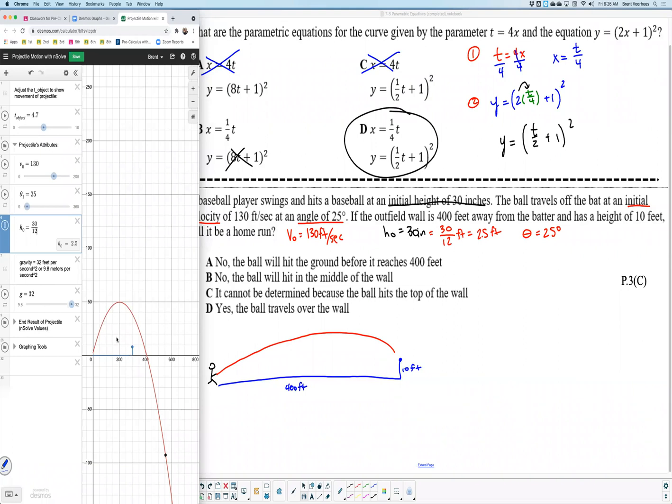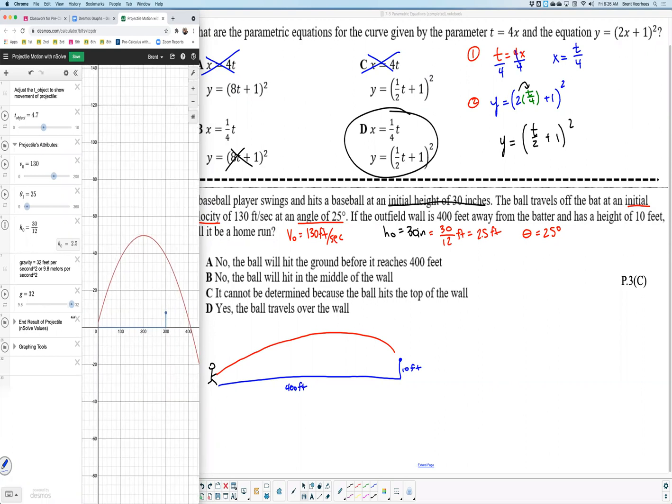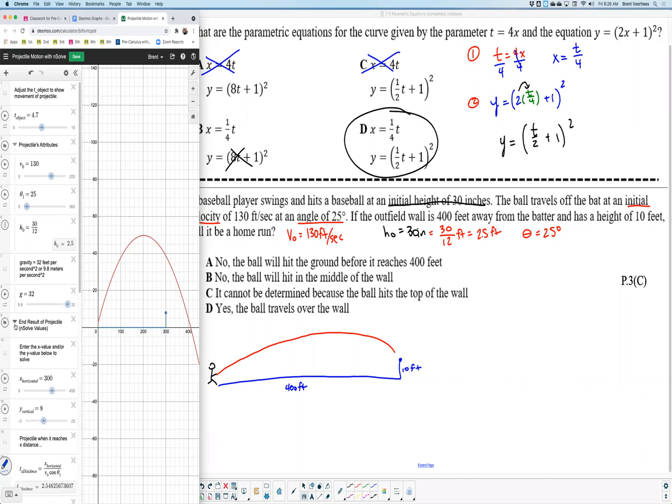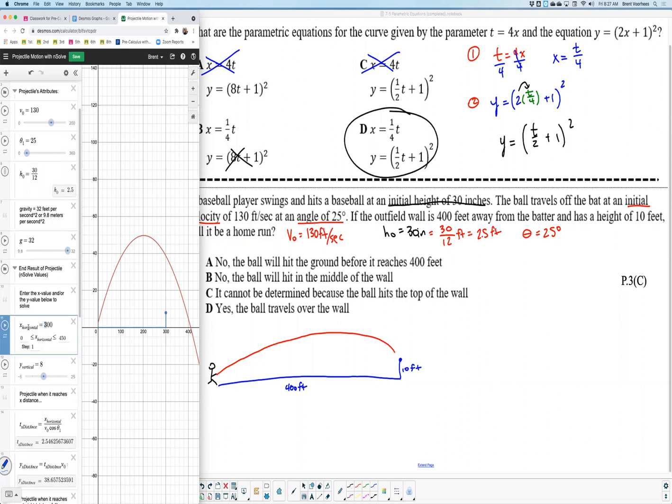And so here's the picture. I know it's kind of zoomed funny here, but we want to see if the ball will travel over the fence. This blue line represents the fence on my calculator. If we go to the end result, you can go into these values and say, all right, we want the fence to be horizontally 400 feet away. So I'm going to put a 400 there, and the height of this fence is 10 feet. When I type that in, you can see visually that the ball is going to hit the middle of the wall.